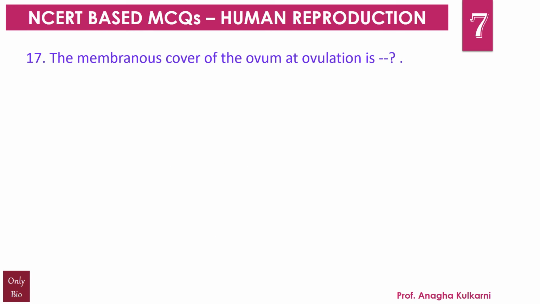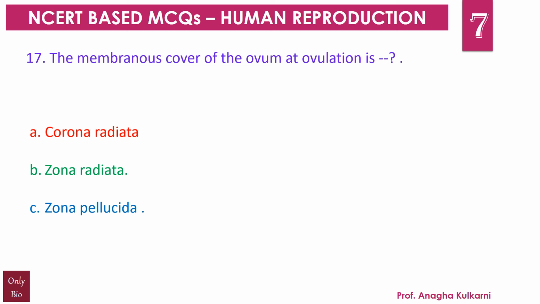Question number 17. The membranous cover of the ovum at ovulation is dash. A. Corona radiata. B. Zona radiata. C. Zona pellucida. D. Chorion. And the correct answer for this question is A. Corona radiata. So the membranous cover of the ovum at ovulation is corona radiata.